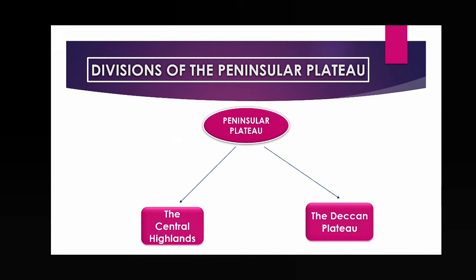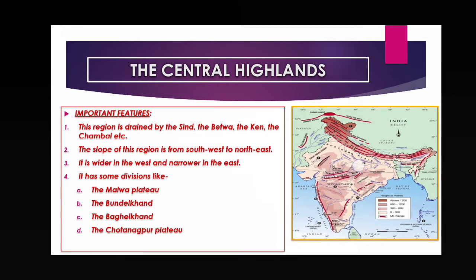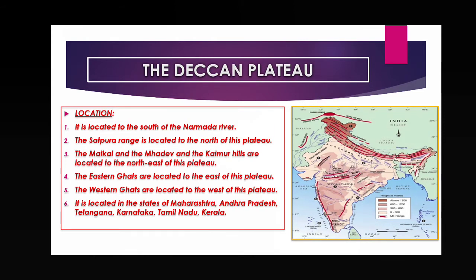The peninsular plateau is divided into two divisions: the northern division, just north of the Narmada river, and the southern division, south of the Narmada river. The northern division is called the Central Highlands, and the southern division is called the Deccan Plateau. This also we discussed. We also discussed the Central Highlands, their divisions and important features, and the Deccan Plateau, their divisions, their important features, and in which states they are located, etc.